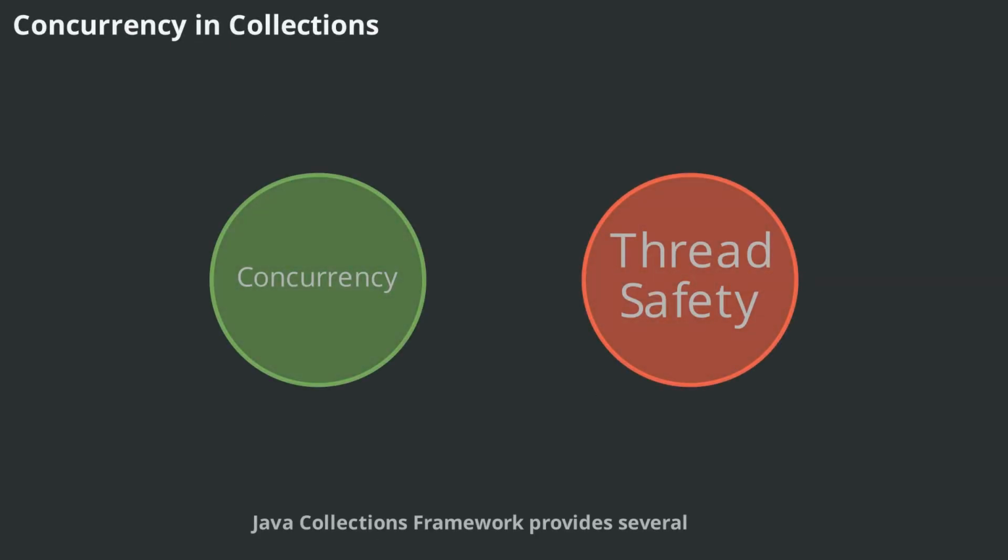The Java Collections Framework provides several classes and interfaces to support concurrency, such as ConcurrentHashMap and BlockingQueue. These structures ensure thread safety and efficient access in multi-threaded environments. Using concurrent collections helps prevent errors and improves the reliability of your programs.